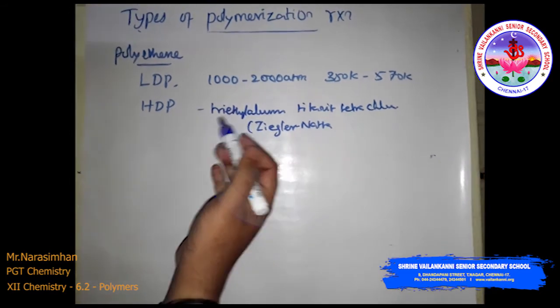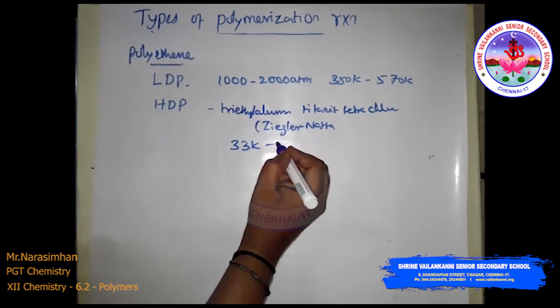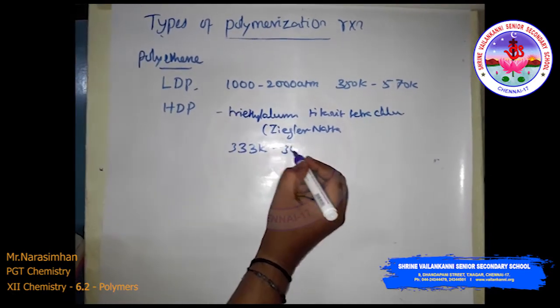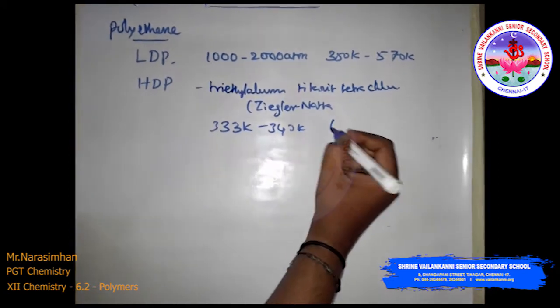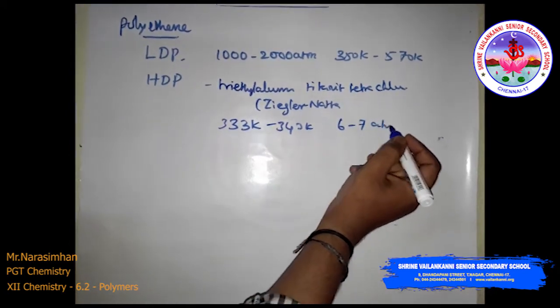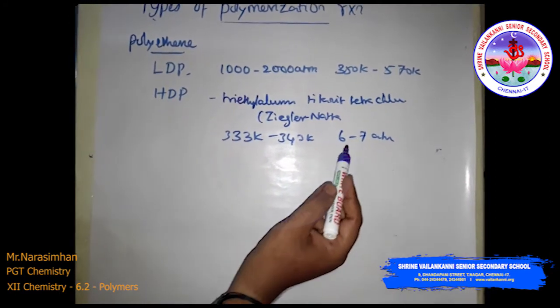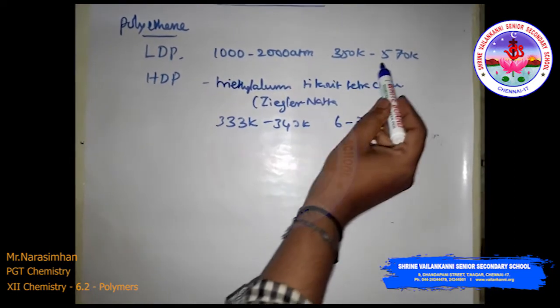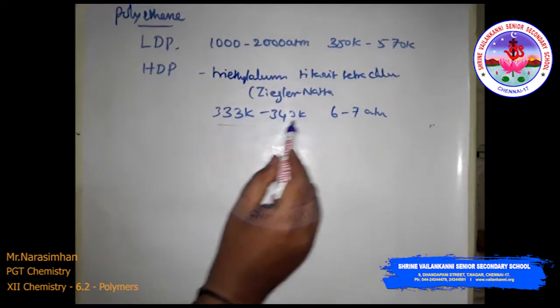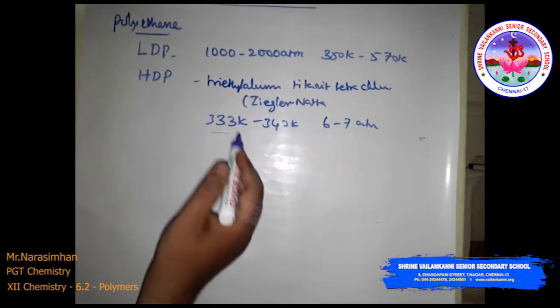This is at a temperature of 333 Kelvin to 343 Kelvin under pressure of 6 to 7 atmosphere. Look here, 1000 to 2000 atmosphere, but here the pressure is 6 to 7. The temperature there is high, here it is moderate. Okay, then this type is called high density polyethylene.